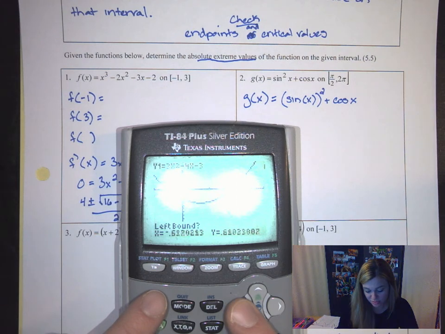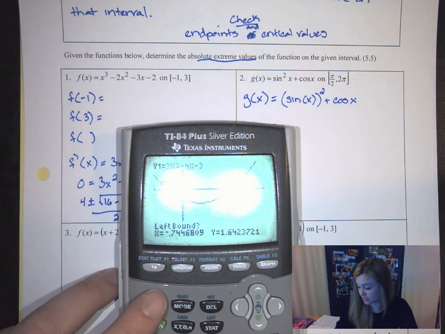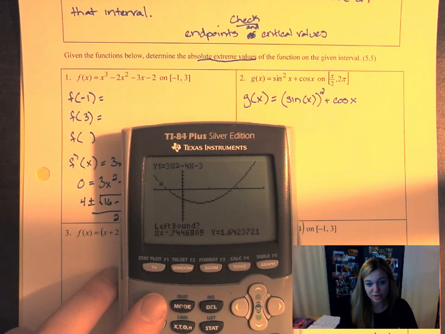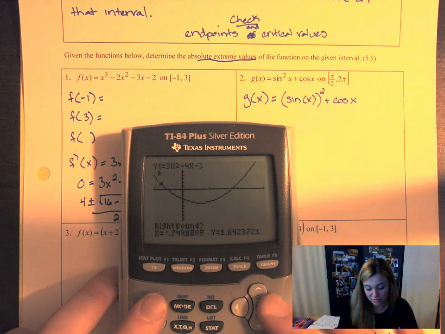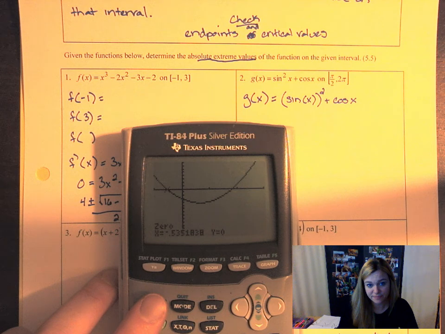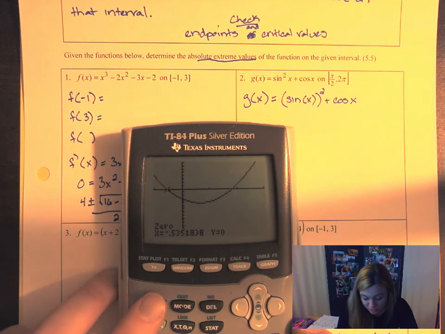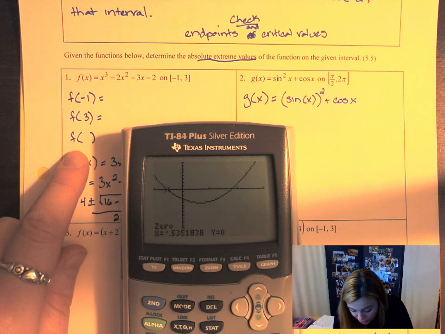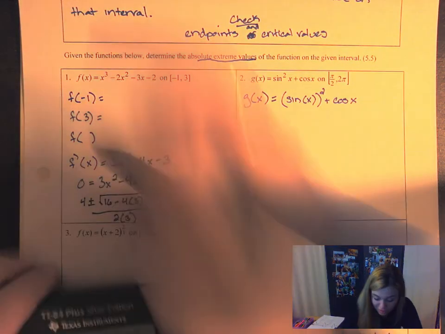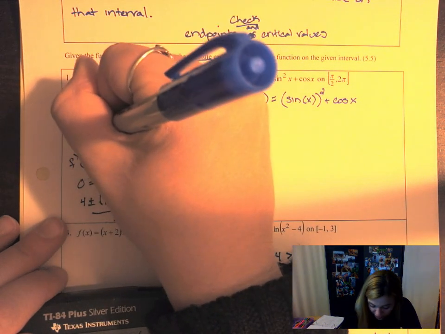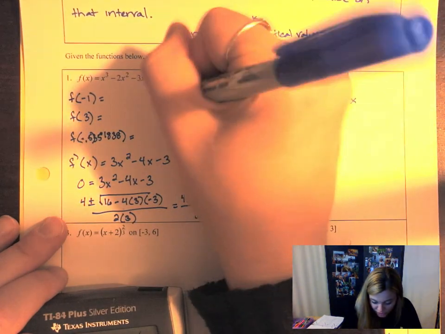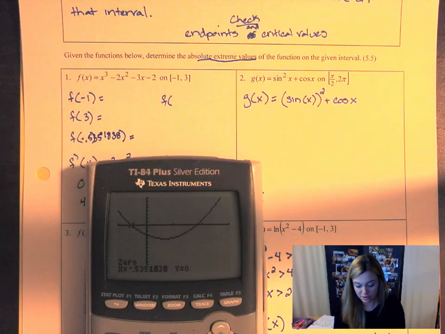If I go left bound, I'm going to the left of that 0. I'm sorry, this is hard to see. Is that better? So I'm going left of that 0, right of that 0. I'm going to push enter. And so then you can say f of negative 0.5351838. Here, I'll put this in here. And you also want to put f of the other zero. Second, calculate.